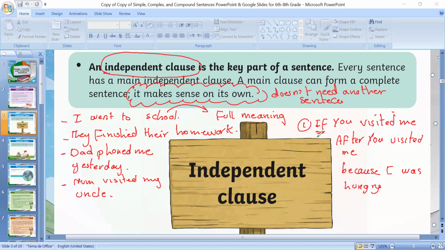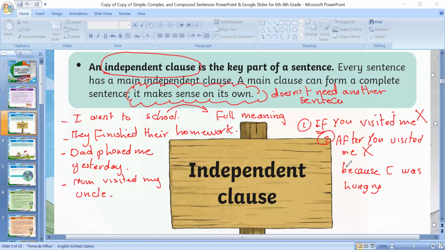Yes, Layla. Sentence number 2, Layla: "After you visited me." Does it give a full meaning? No. Exactly. Does it need another sentence to complete the meaning? Yes. It means it is not independent.